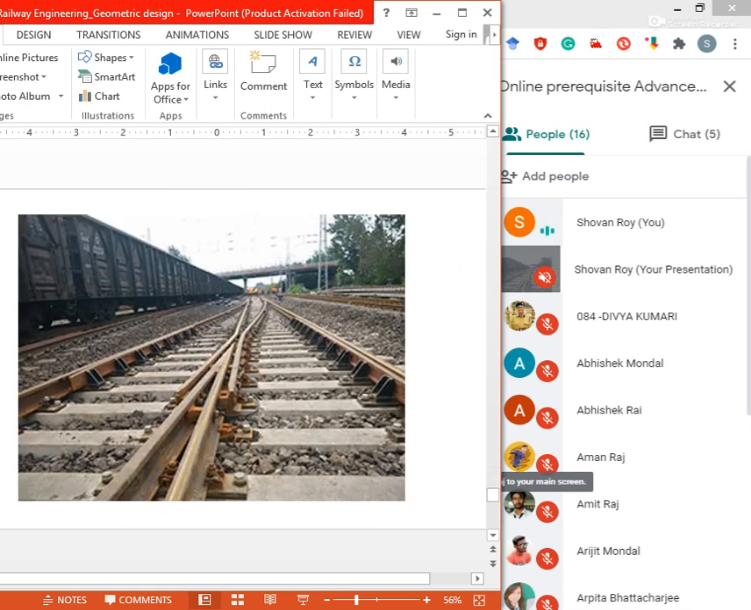Now we will see some real pictures which are available in our railway track.